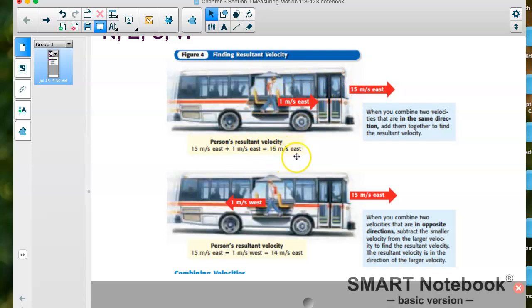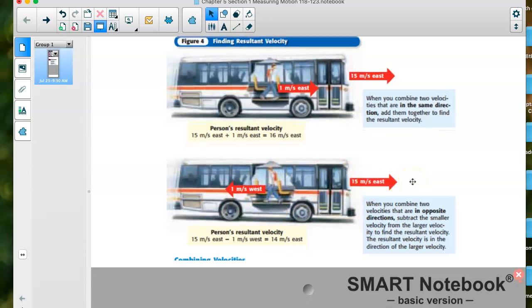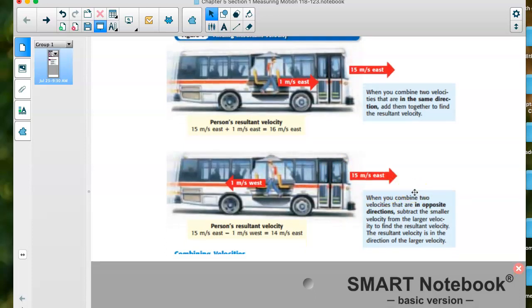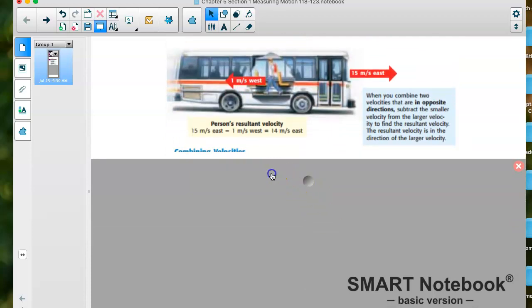However, what happens if he is moving the opposite direction? So now in this picture, he's moving west 1 meter per second, and the bus is moving 15 meters per second east still. So now, if we are going in opposite directions, pretty simple, we subtract. Now, the problems aren't always going to be that easy, but in this case, we're just kind of explaining how it works. So it can get a little more complicated.